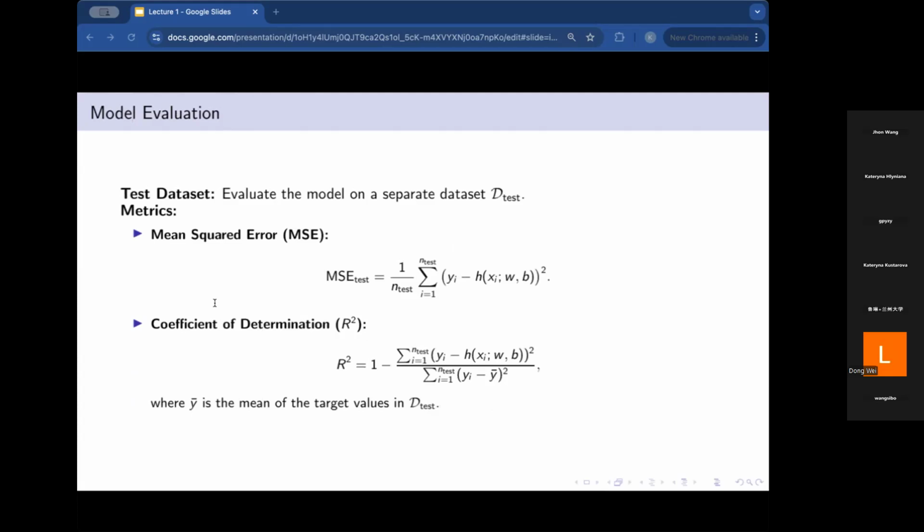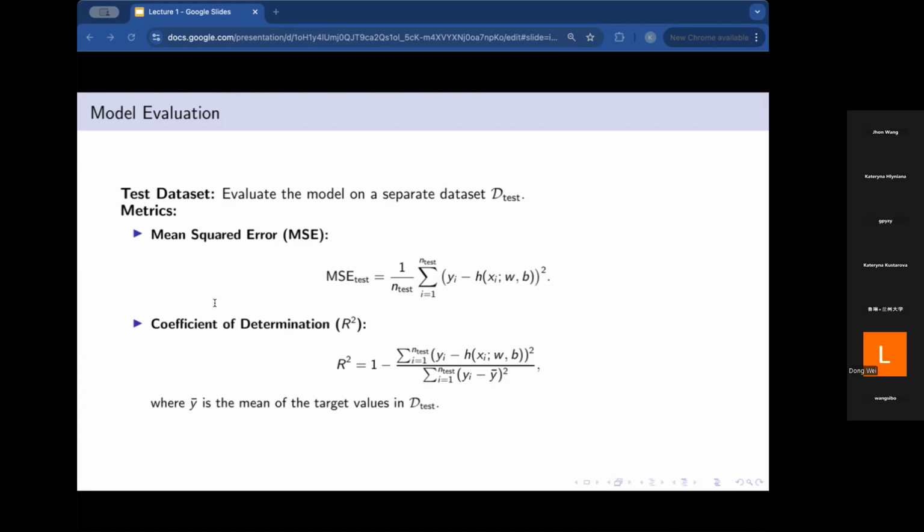And the purpose of evaluation is to determine how well the model generalizes to new, unseen data. We evaluate the model using a separate test dataset denoted as D. We will discuss this in more detail on the next slide. Here we can see the metrics. And the first is, again, mean squared error, which we have seen earlier.